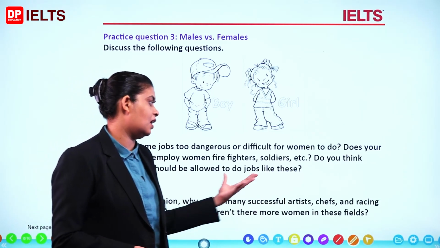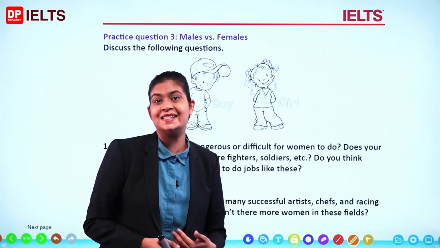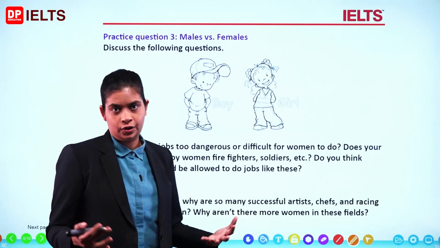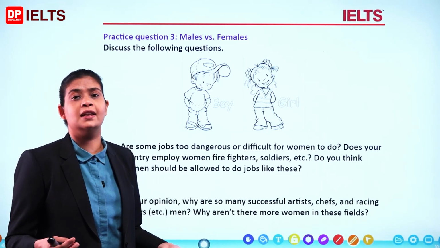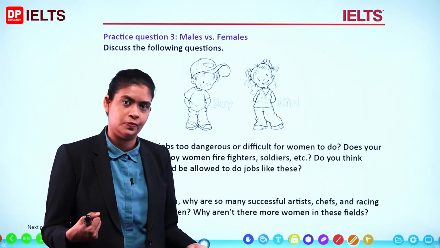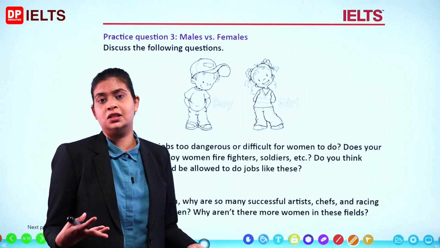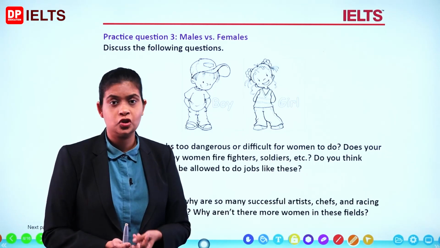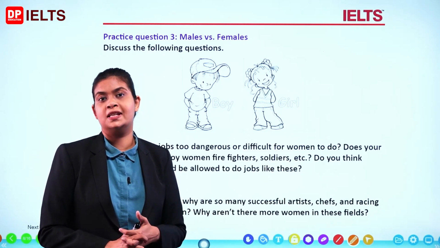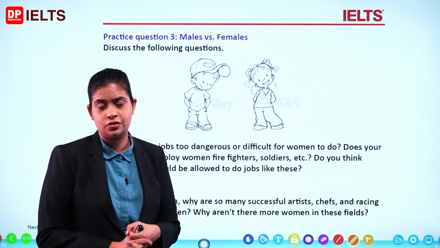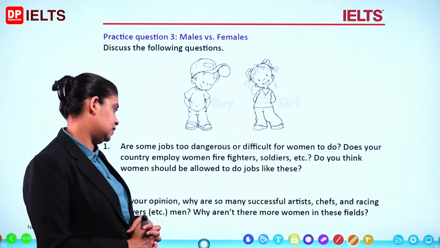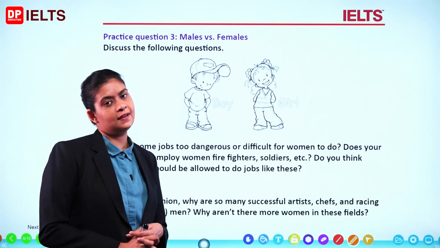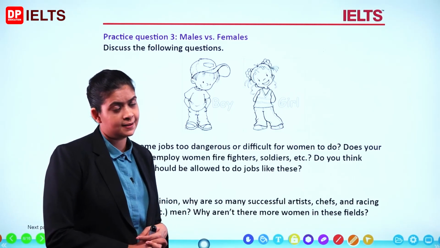Now these ones, artists, chefs, racers, they require skills, okay? You just cannot be a chef. You require a certain set of skills, and they are also passionate jobs. So you have to be passionate about what you do, and you require a certain set of skills, which I think kids should be exposed to at a very early age. So that could be one of the reasons. Why aren't there more women in these fields? I think that's what I just discussed.